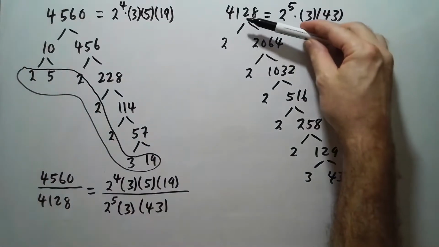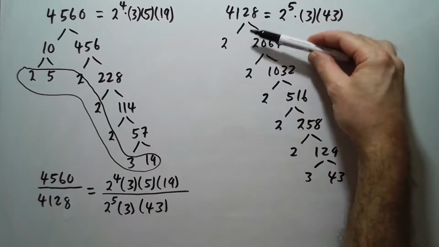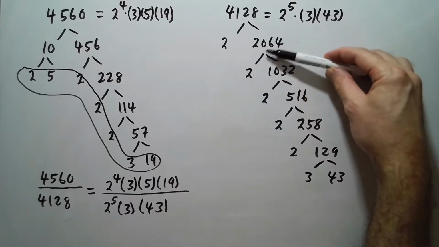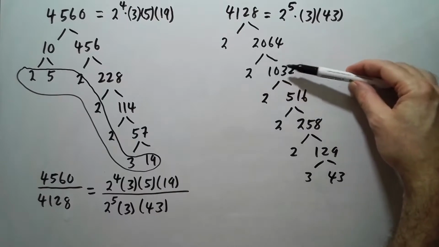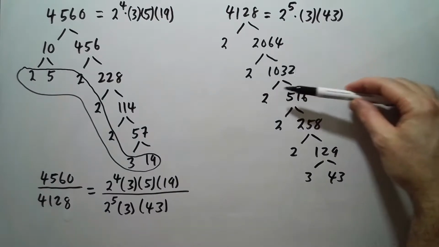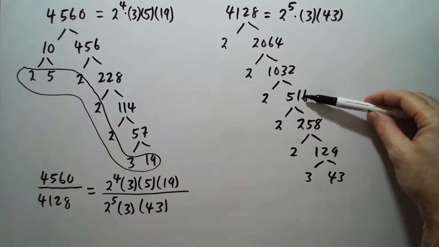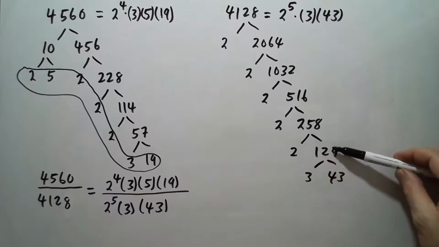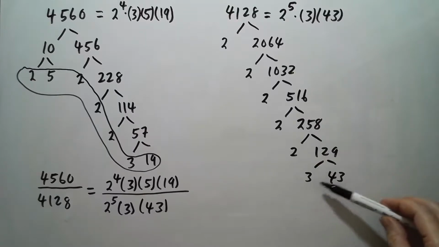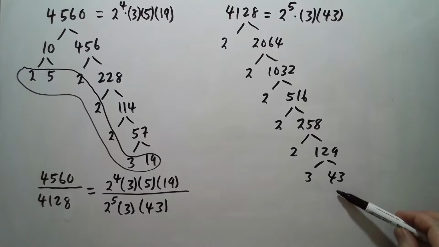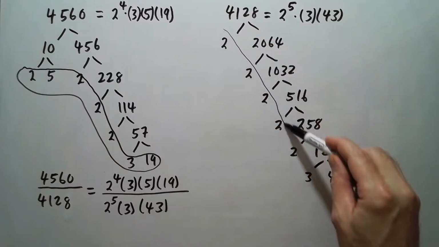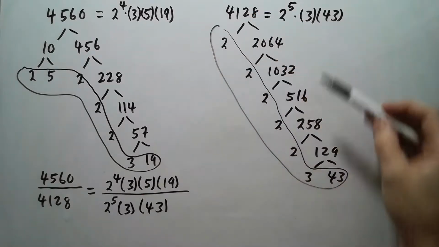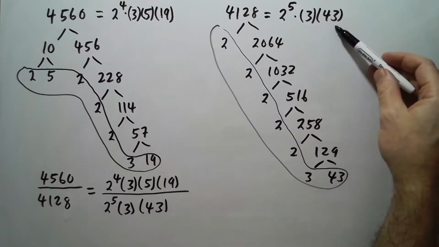Our other number here is 4,128. It ends in an even number, so 2 divides it, so it'll be 2 times 2,064. 2,064 breaks down as 2 times 1,032. 1,032 breaks down as 2 times 516. 516 breaks down as 2 times 258. 258 breaks down as 2 times 129. And 129 breaks down as 3 times 43. 43 is prime, you can't break it down. So these are their prime factors: 5 twos, a 3, and a 43.